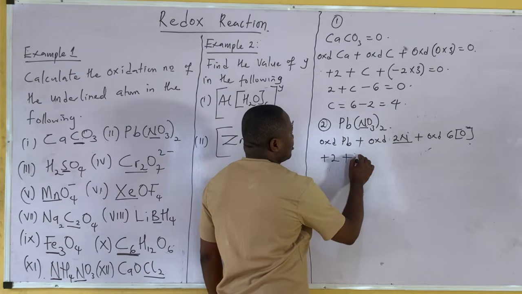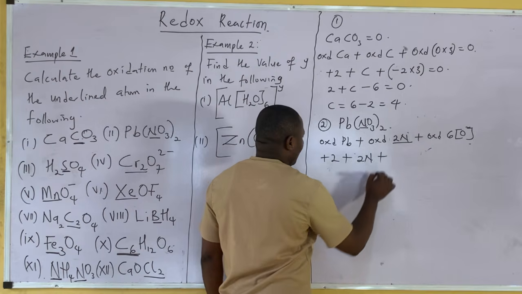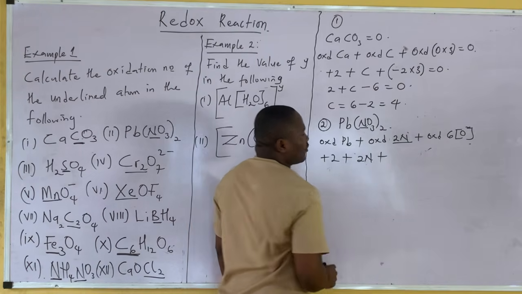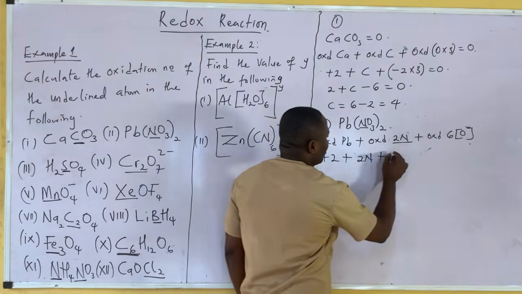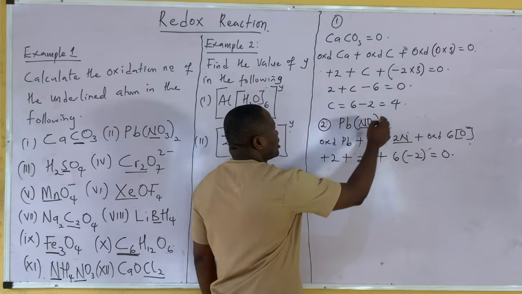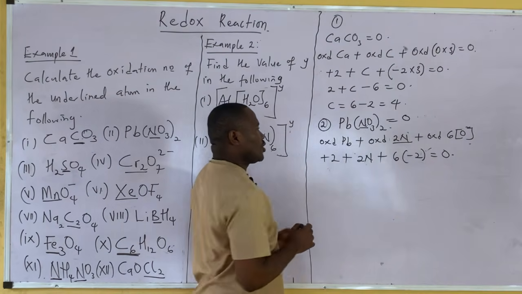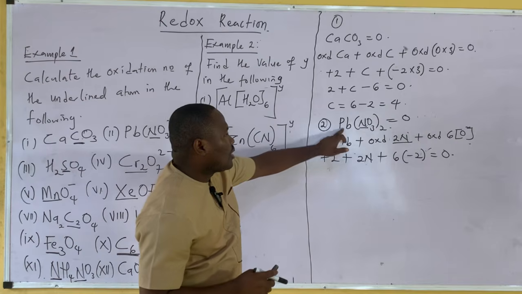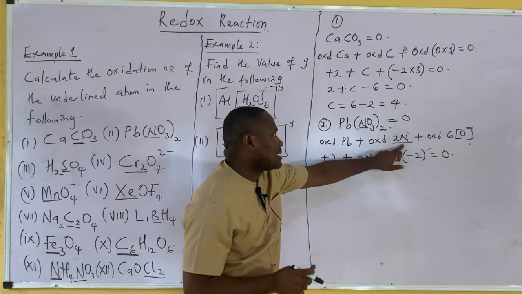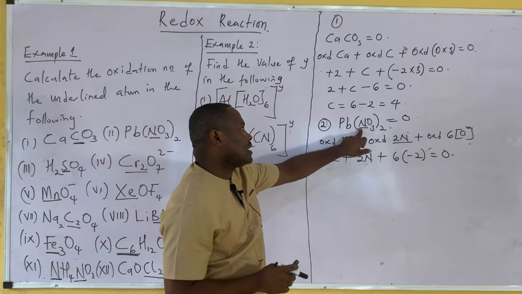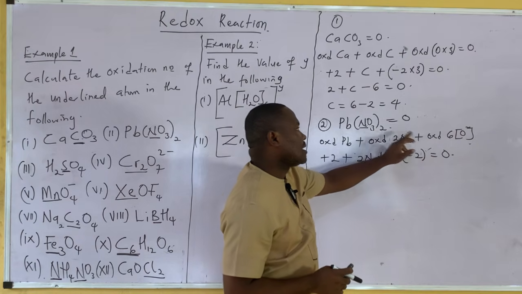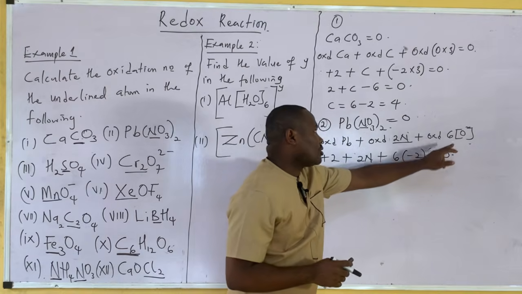It will now be 2N plus. Now please follow me very well. To be 2N plus. What is the oxidation number of oxygen? It's -2. So plus 6 brackets minus 2. Everything equals 0 because the oxidation number of a compound equals 0. Look at it again. Oxidation number of lead plus oxidation number of nitrogen. That's 2 times nitrogen because this 2 is affecting this nitrogen. Then plus oxidation number of oxygen, 2 times 3 is 6. So it's now 6 times oxidation number of oxygen.